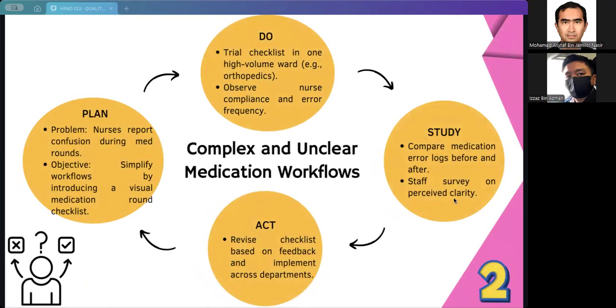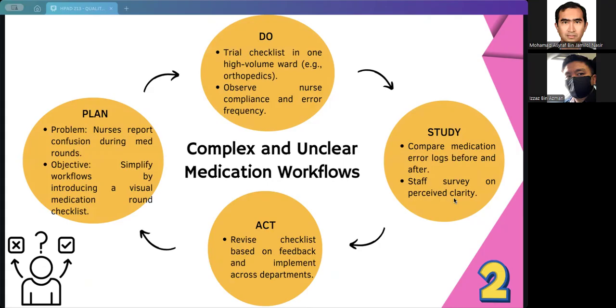I'll continue with the second root cause to be addressed, which is complex and unclear medication workflow. So under the plan, the problem is clear here, where the nurses have reported confusion, which can lead to medication error. And our objective is pretty straightforward, where we aim to simplify these workflows by introducing a visual medication round checklist. So next, let's look at the do component.